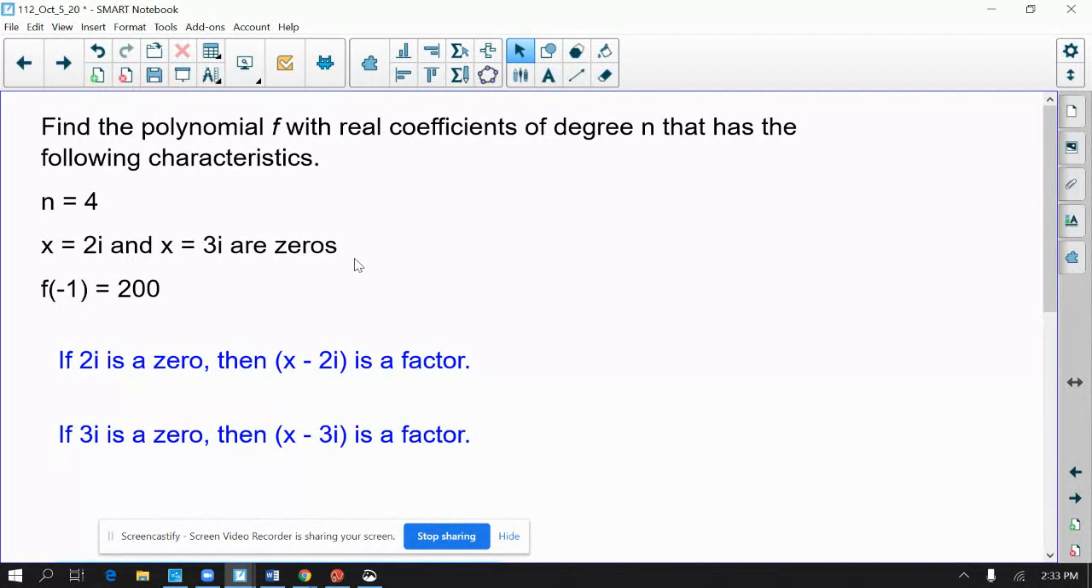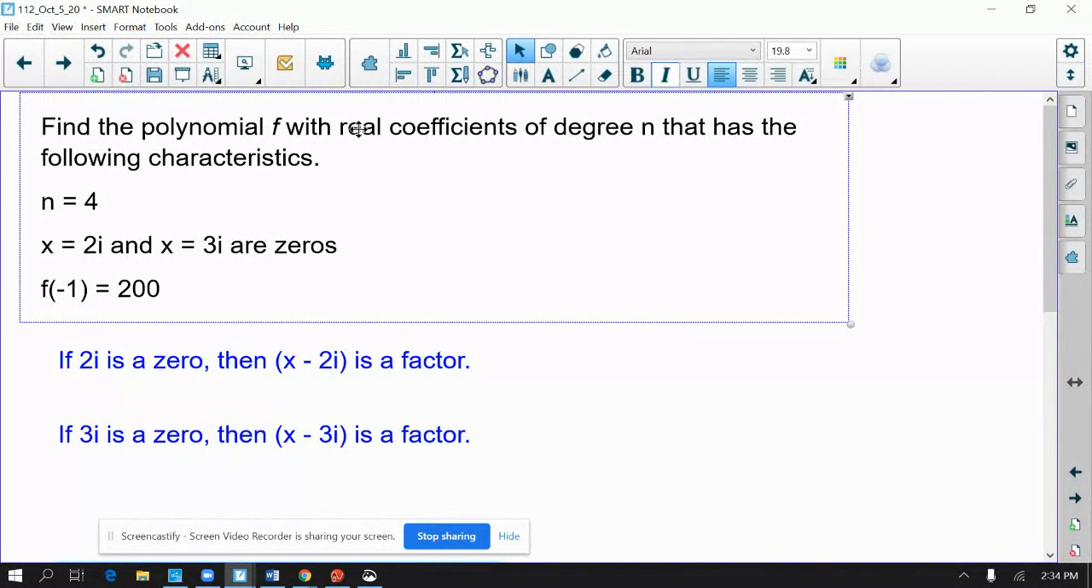Let's create a polynomial with real coefficients of degree 4, and I have some clues. I know 2 of the zeros, 2i and 3i, and I know that if you plug -1 into this function, you should get 200. Well, if 2i is a zero, that's a big deal. Then x minus 2i is a factor, right? And if 3i is a zero, then x minus 3i is a factor. Now, that's only 2 factors. If I multiply these 2 together, I'm only going to get a quadratic, which is a 2nd degree polynomial, and I need a 4th degree.